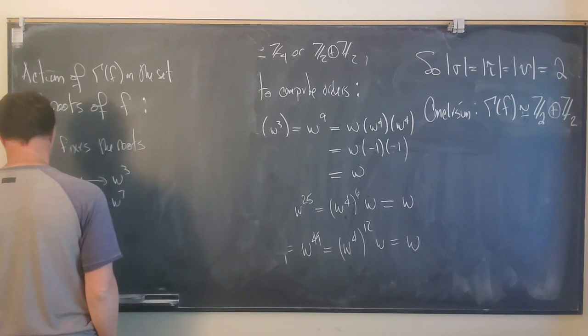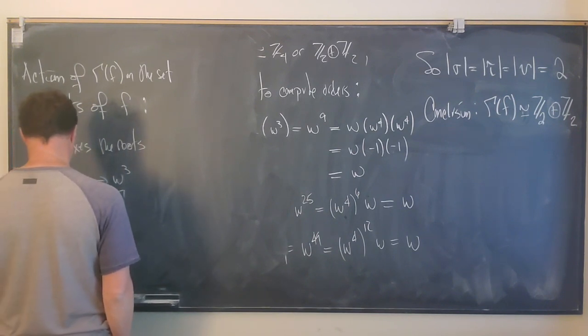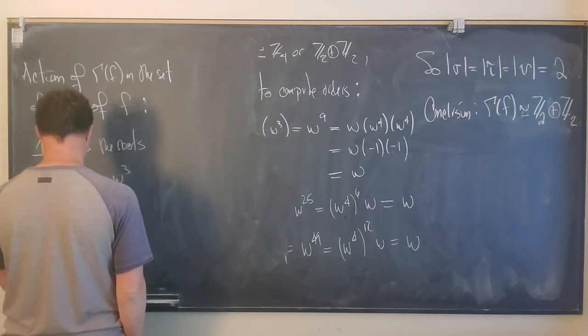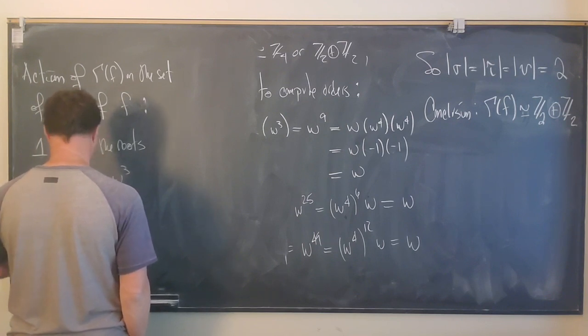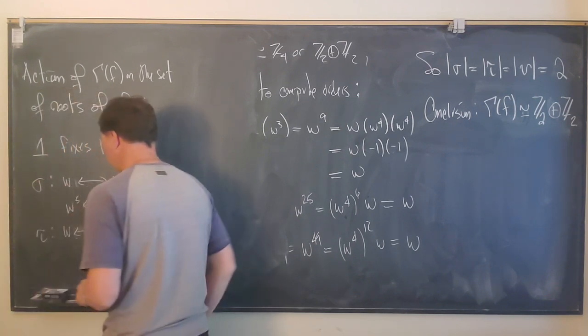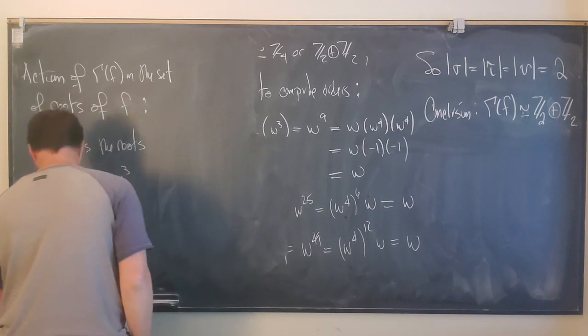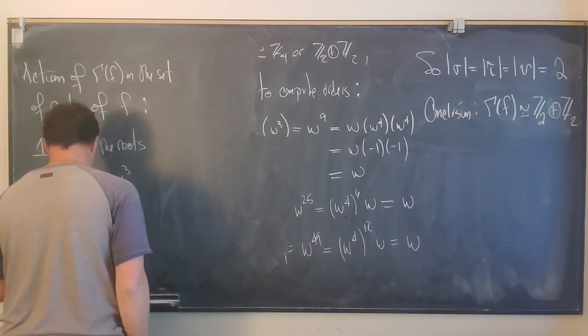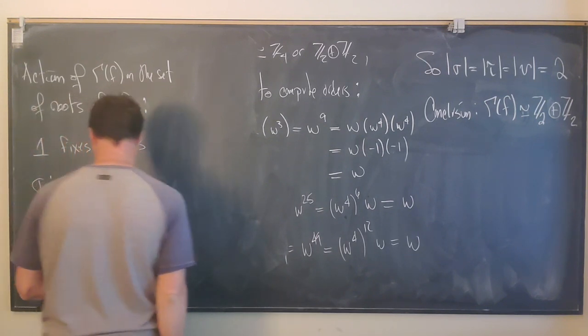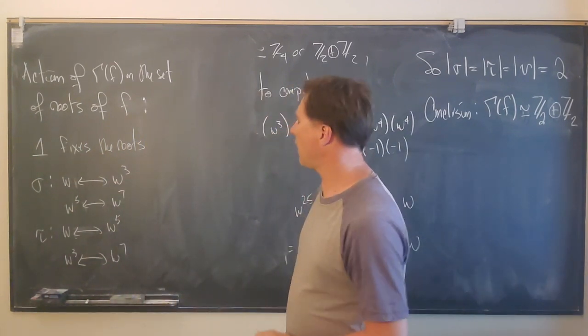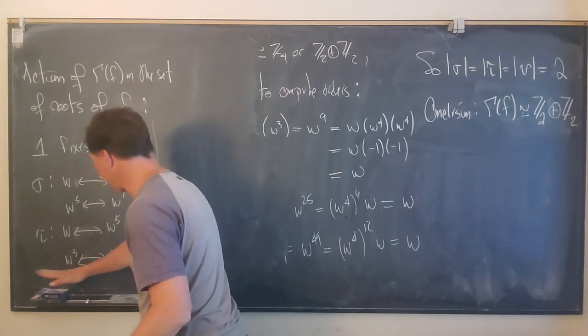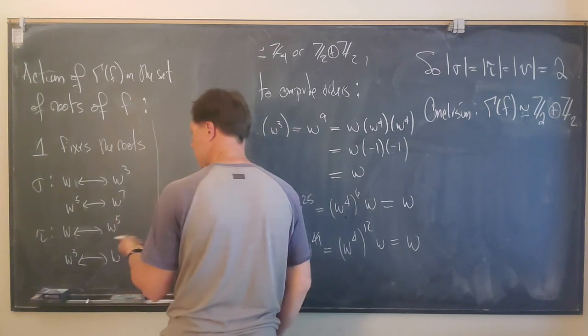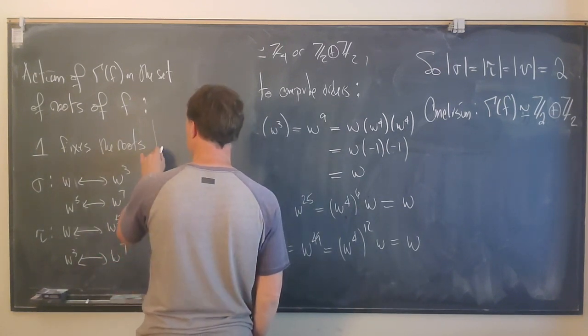Tau interchanges omega and omega to the 5th, and it interchanges omega cubed and omega to the 7th. And then the last one, upsilon. I wish I could put it right below here in your notes. It would look a little nicer if I could. Sigma, tau, and then upsilon.